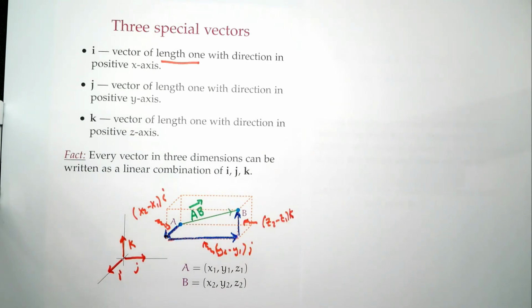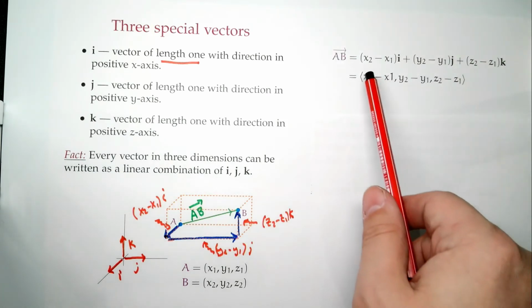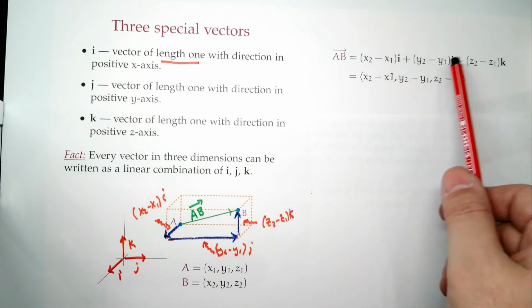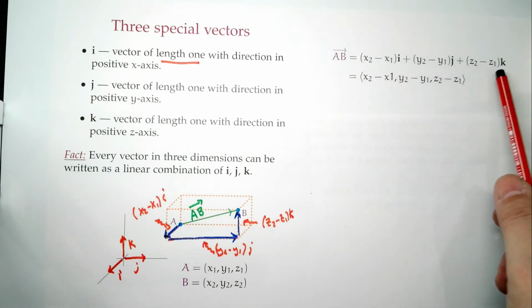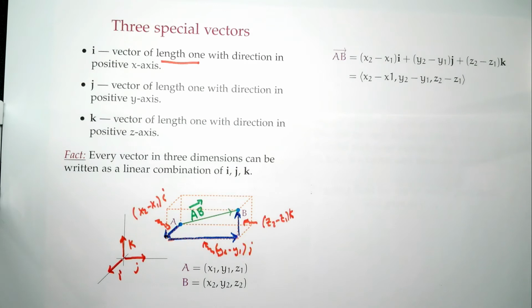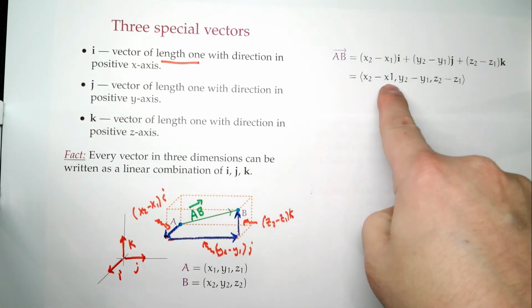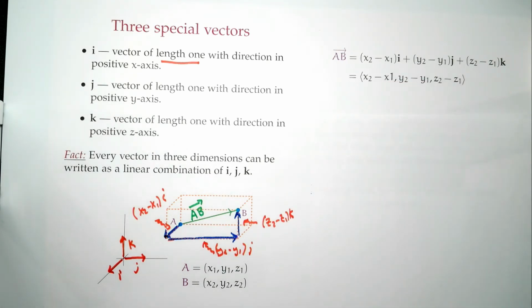And so, now we have our really nice basic fact. This vector AB is x2 minus x1 times i plus y2 minus y1 times j plus z2 minus z1 times k. So in other words, I just add those three vectors together. Lo and behold, I start and stop at the same point. So I'm the same vector. And life is good. Oh, there's a typo there. That one should be a subscript. We'll fix it in post-production.